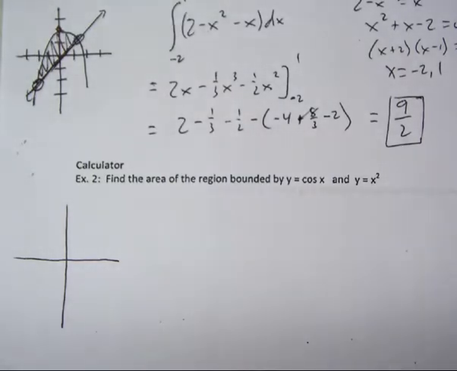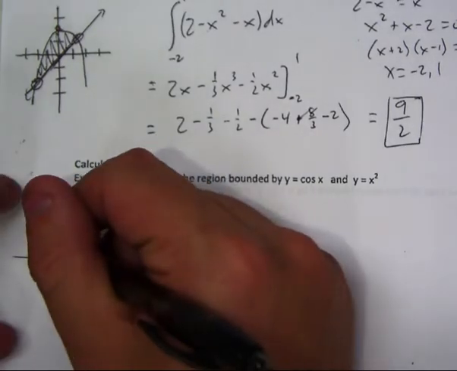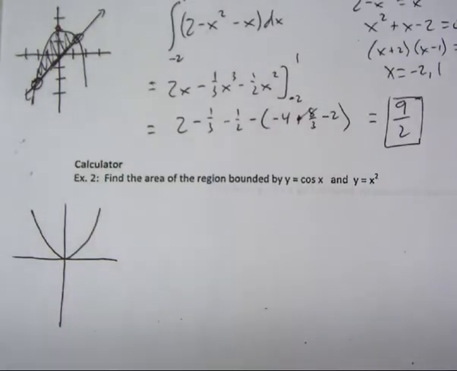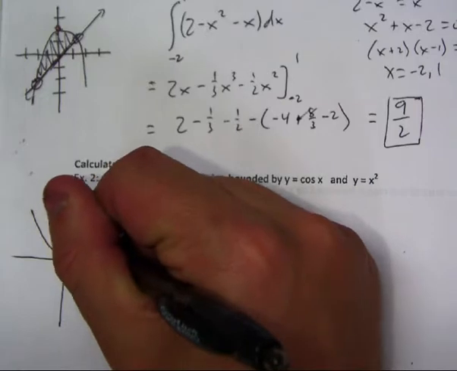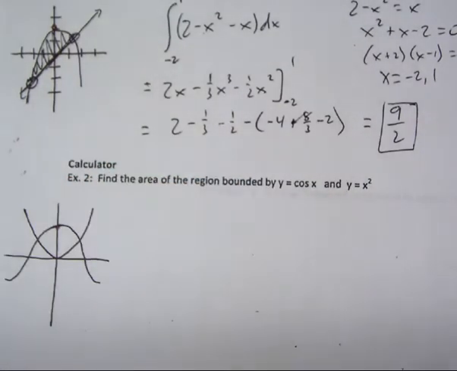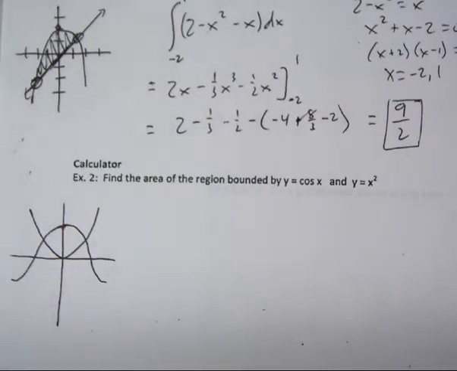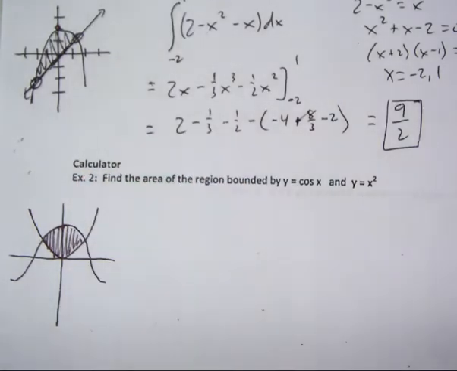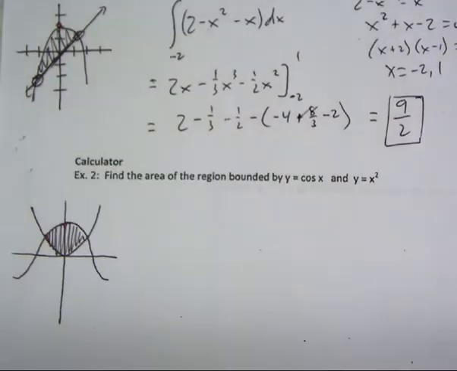They usually do. So y equals x squared is your parabola. Right there. And then cosine of x starts here and looks something like this. So what we care about is this region right here. I want to find the area of that region. So we're going to do the top function minus the bottom function. The top function is cosine. Bottom function is x squared. But again, we have to find these limits of integration.